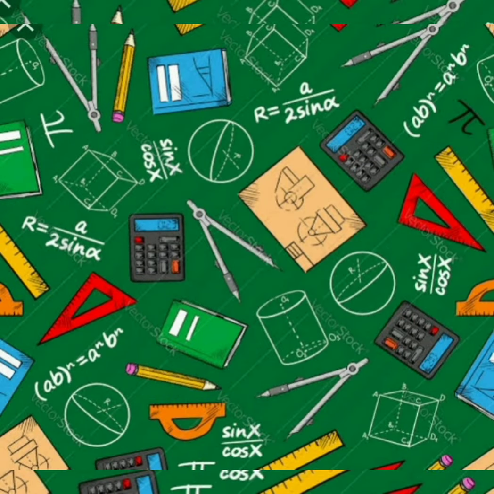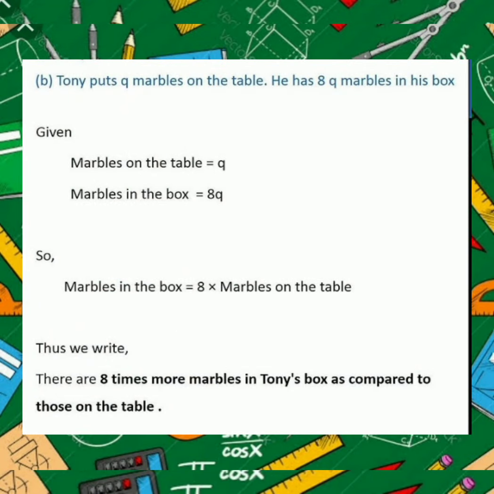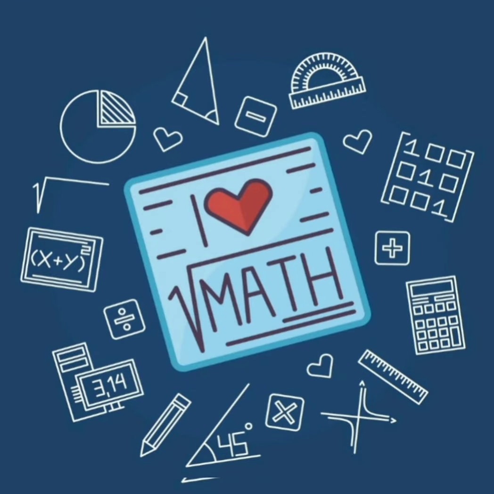Now let's try to write word form for the expressions given. Here is an example. Tony puts Q marbles on the table. He has 8Q marbles in his box. So given that the marbles on the table is equal to Q and the marbles in the box is equal to 8Q. So marbles in the box is equal to 8 times the marbles on the table. Thus we can write there are 8 times more marbles in Tony's box as compared to the number of marbles on the table.